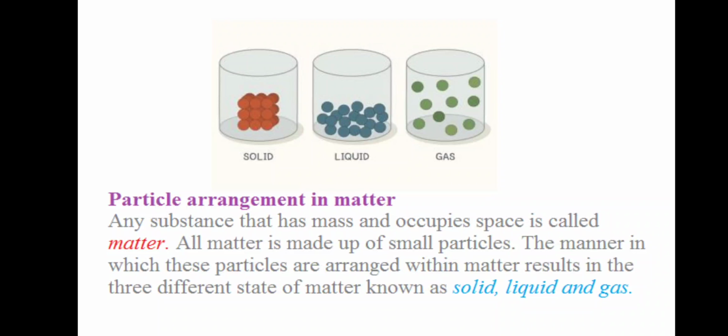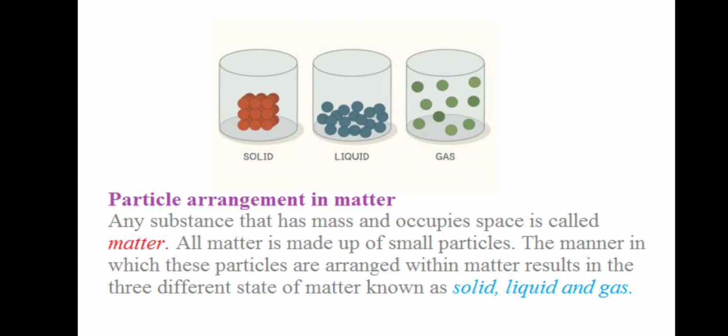So every matter occupies space as well as has mass, and every matter is made up of small particles, and these small particles combine together and form the entire thing. Now, based on how these particles are arranged, the matter is formed. That is how the matter is formed.